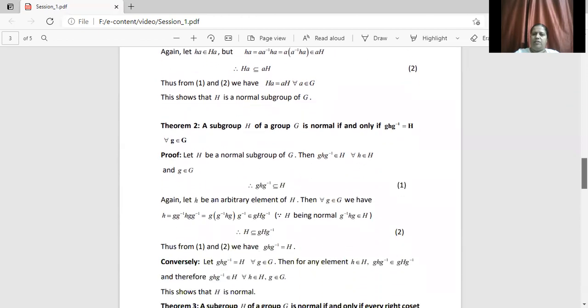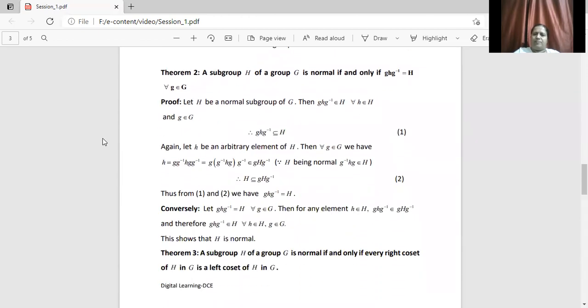Next theorem here, theorem 2. A subgroup H of a group G is normal if and only if gHg inverse is equal to capital H for all g belongs to G. So here we have to prove that when H is a subgroup of G, which is normal, if and only if gHg inverse is equal to H. In first theorem we proved if and only if ghg inverse is subset of H. Here gHg inverse is equal to H for all g belongs to G. This is what we have to prove.